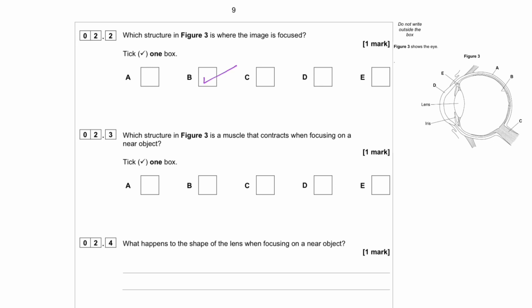Question 2.3. Which structure in figure 3 is a muscle that contracts when focusing on a near object? The one that contracts will be the E here, which is what we call the ciliary muscle. This one is the suspensory ligament, and that's the ciliary muscle. So that will contract, and that will be E.